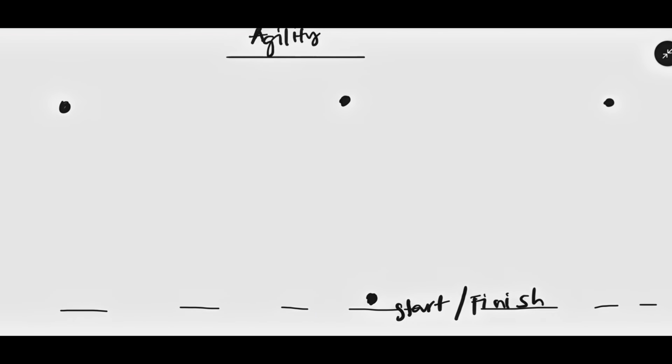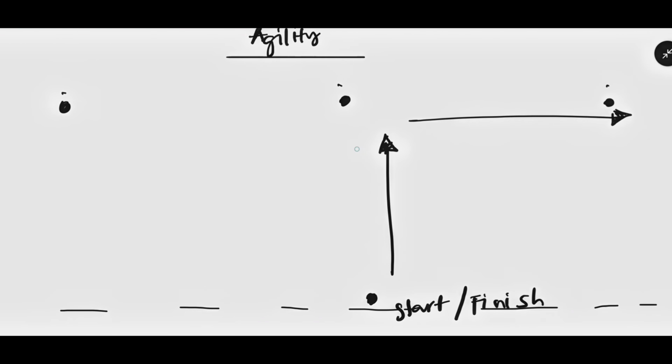Start and finish line. So the participant starts from here. They sprint up to the second cone. And then they side shuffle. So when moving in line with these cones, they're not sprinting forwards or backwards. They're sprinting sideways. They're side shuffling.